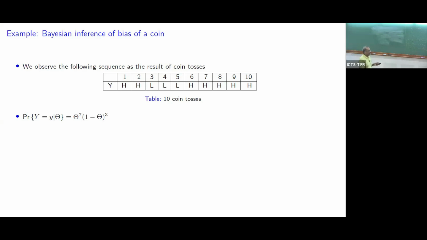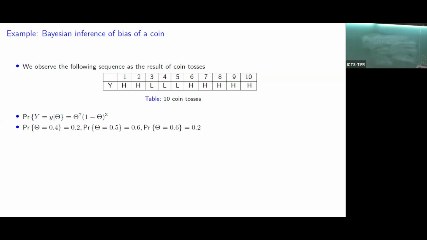So this is the probability that Y equals y given theta. Here this small y is actually 7. You can write this for any y. If y is the number of heads that you have seen, it will be theta raised to y into 1 minus theta raised to 10 minus y. That's how it will look in general.